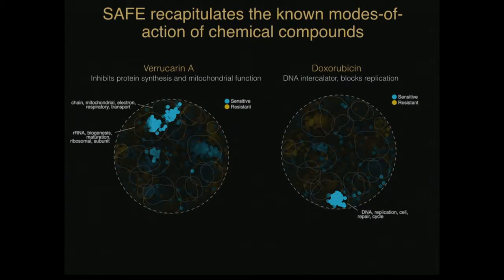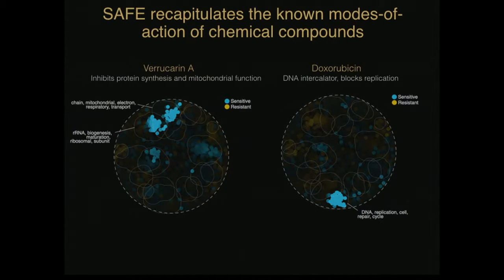This works also when the drug has more than one target, as is the case for verrucarin A. It has one important function: it inhibits protein synthesis, and in fact we see that the ribosome cluster is particularly sensitive. But it has another described function, that it's somehow toxic to mitochondria. It's not very clear why, but there's a paper in the 80s.